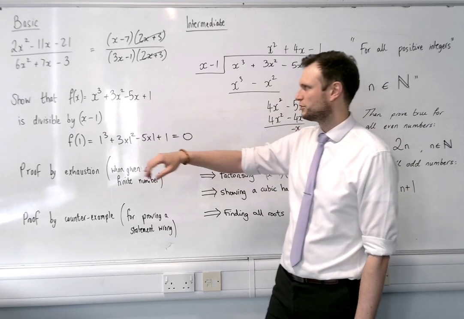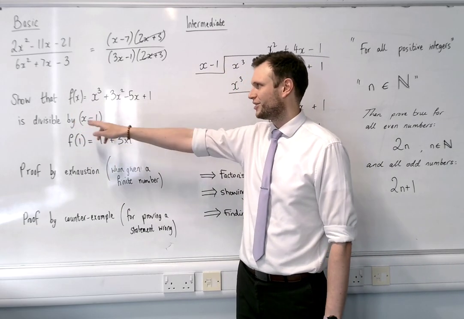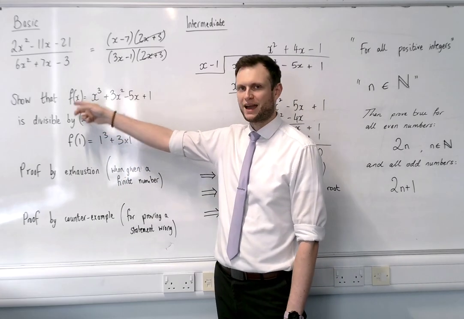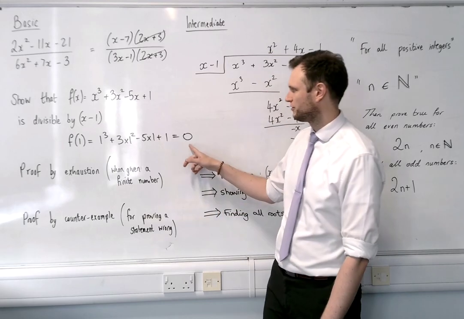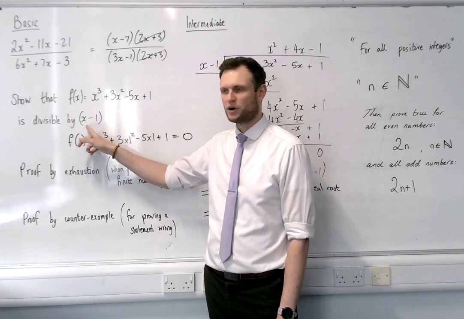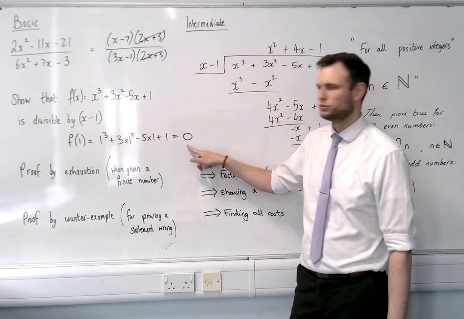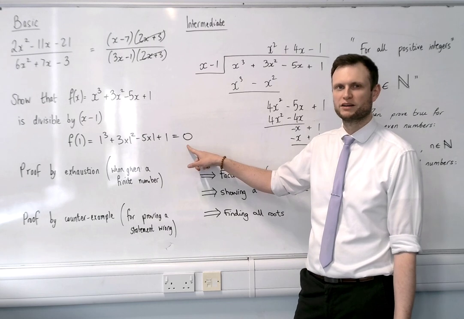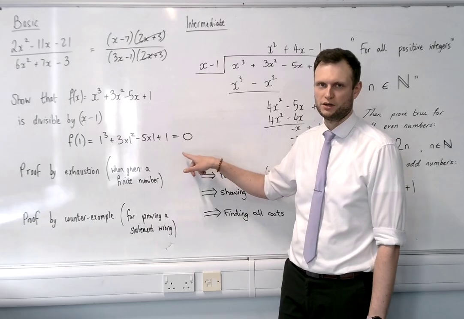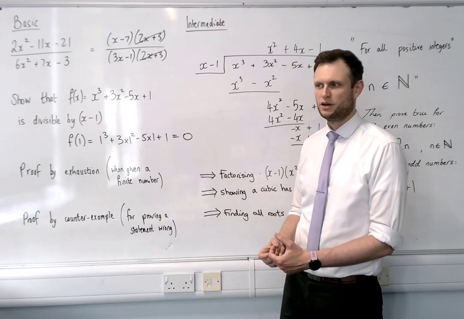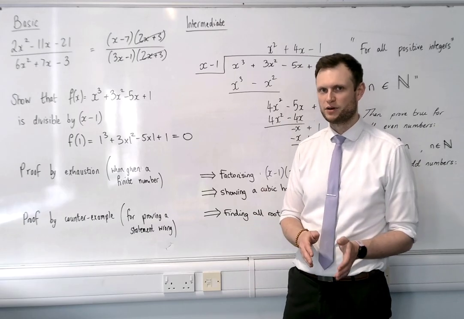The factor theorem simply states that if f of x is divisible by x minus a, then f of a is equal to 0 and vice versa. So if you're ever asked to show that something is divisible by a factor like x minus 1, substitute in 1 and show that it equals 0, and properly show that it equals 0. So here I would write 1 plus 3 minus 5 plus 1 equals 0. So actually show that rather than skipping that. In show that questions, it's important to show every step. You can't skip steps.